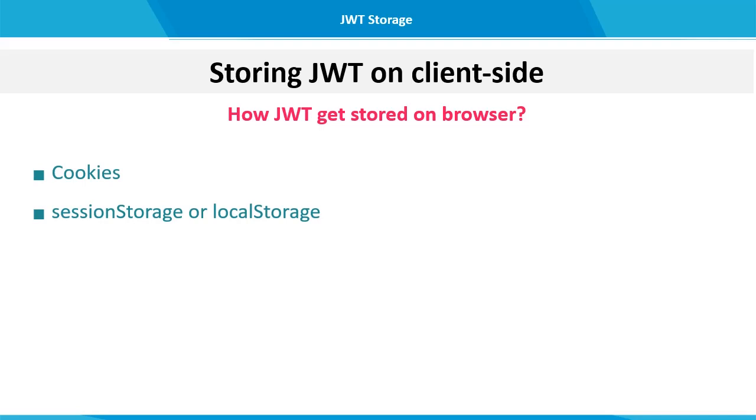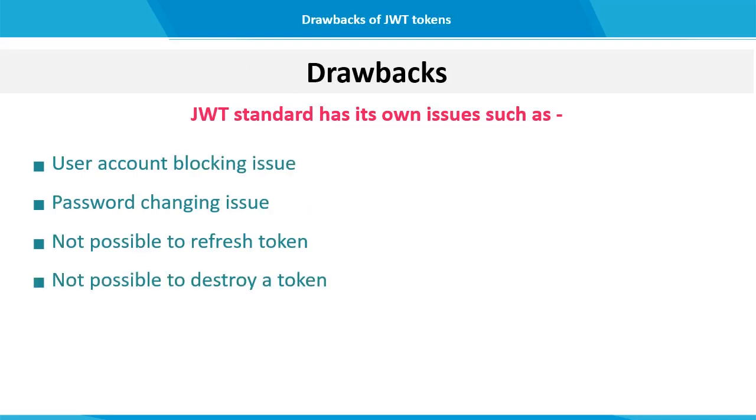A token stored in cookies protects against token theft in case of XSS attack. The drawback of this storage is that no CSRF protection can be applied. Now come to the drawbacks of JWT. The first drawback is the user account blocking issue. If a user account needs to be blocked or deactivated, the application will have to wait for the token to expire.